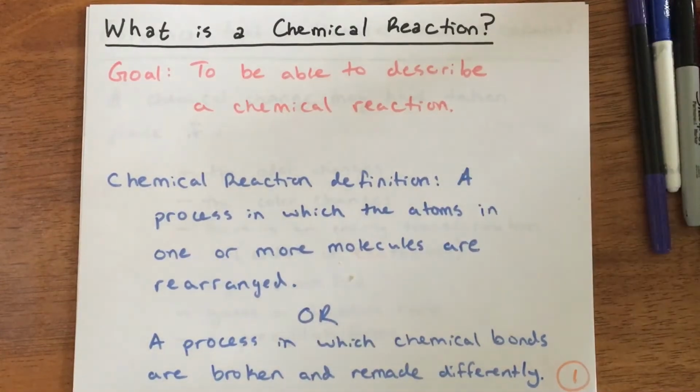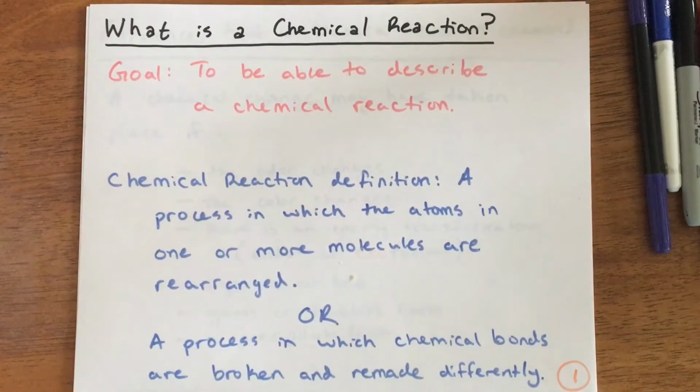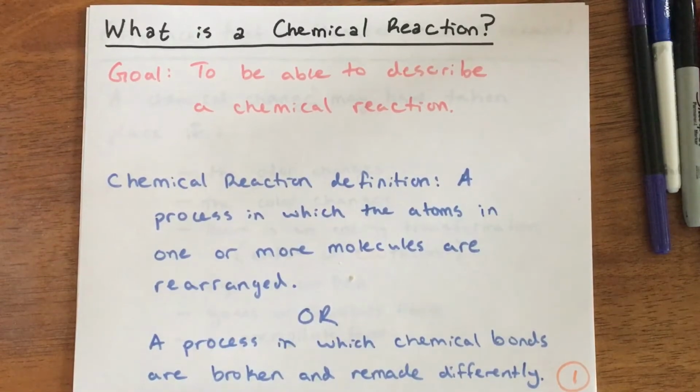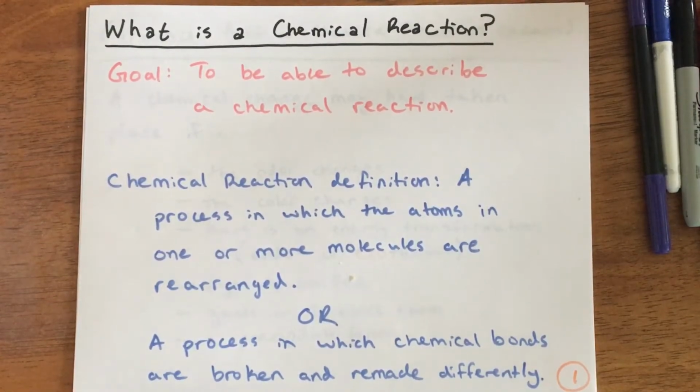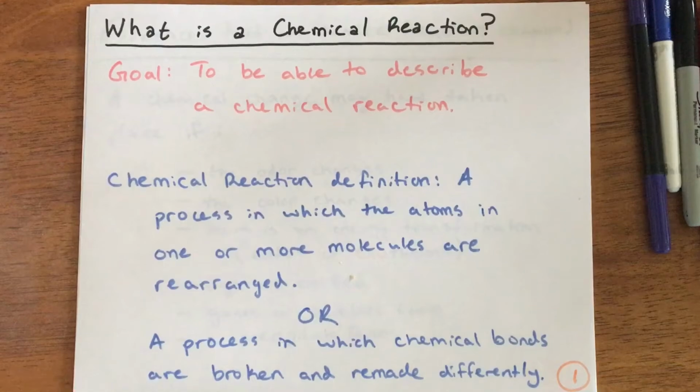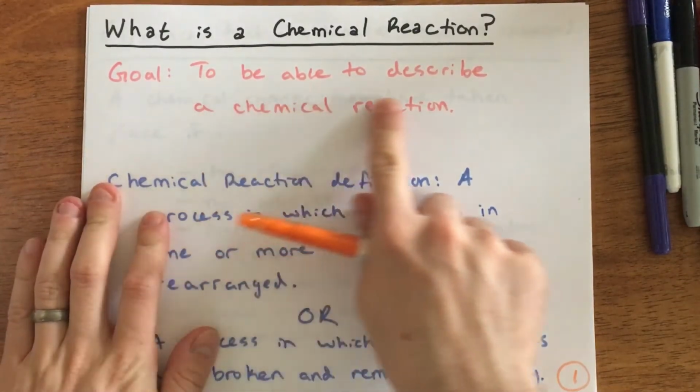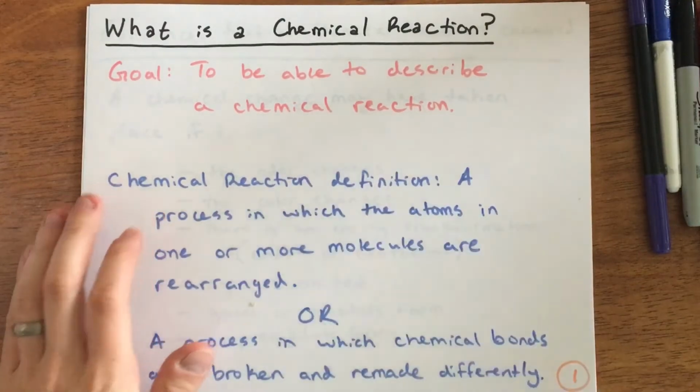Hello, science students. Today we're going to talk about what is a chemical reaction. So this is kind of what, in a way, the whole school year has been building to. We learned about energy in physics. We learned about different elements. We've learned about ionic and covalent compounds. Now we finally get to talk about what is happening when a reaction occurs. So our goal is to be able to describe a chemical reaction.